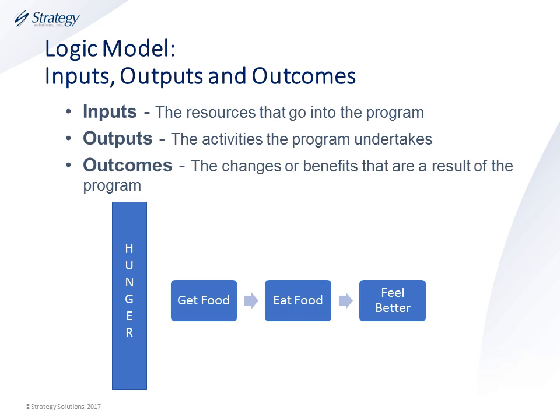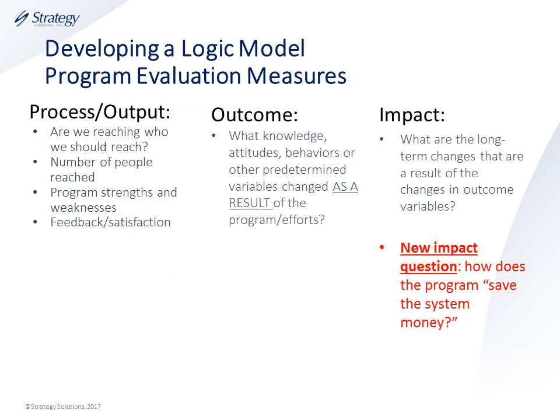So what is a logic model? It's a roadmap of inputs, outputs, and outcomes. And here's a very simple example of a logic model. I'm hungry. That's the condition I want to change. My activity is that I get food. My short-term outcome is that I eat the food, and then I feel better. That's my medium-term outcome. That's a very simple logic model.